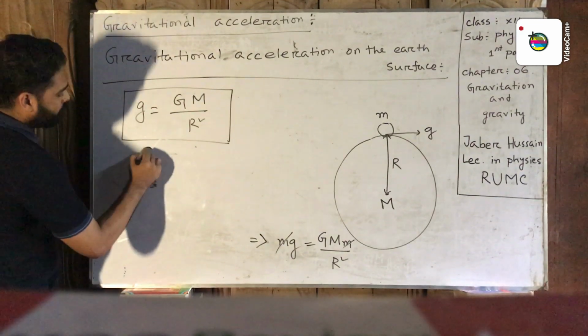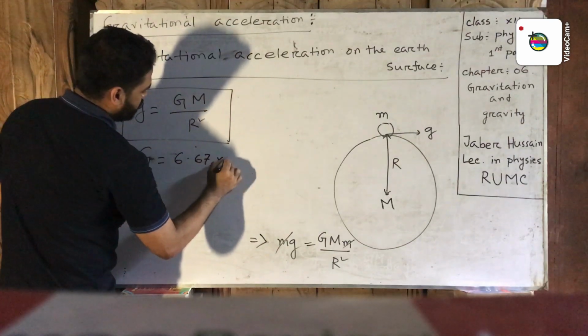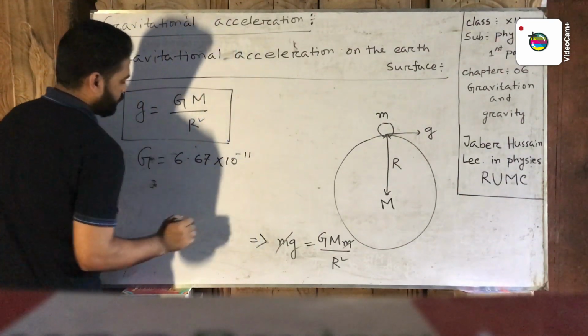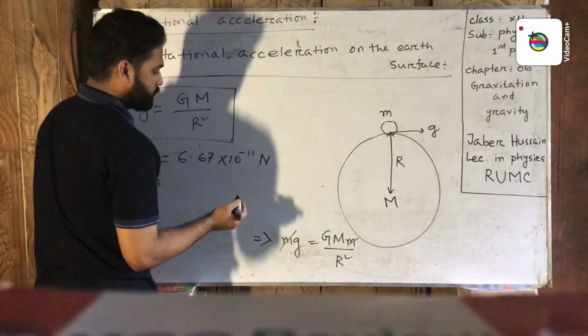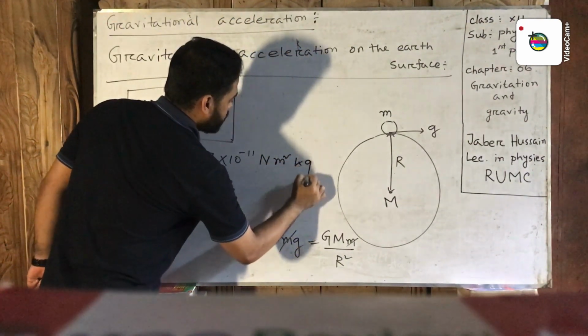The value of the gravitational constant is 6.67 into 10 to the power minus 11 Newton meter square kg inverse 2.